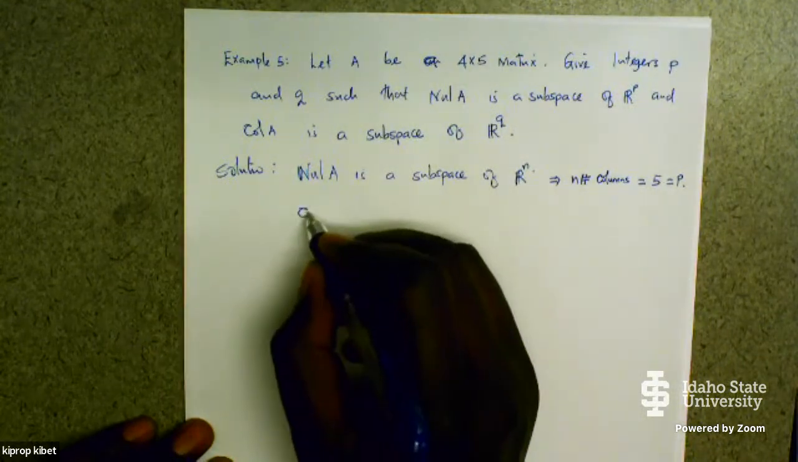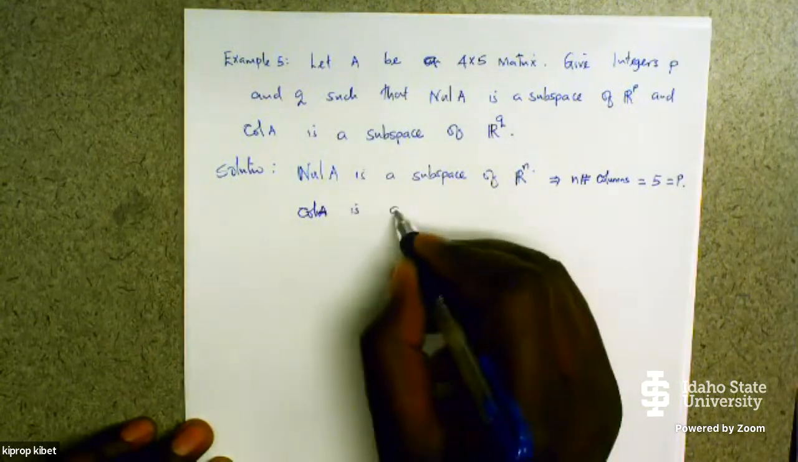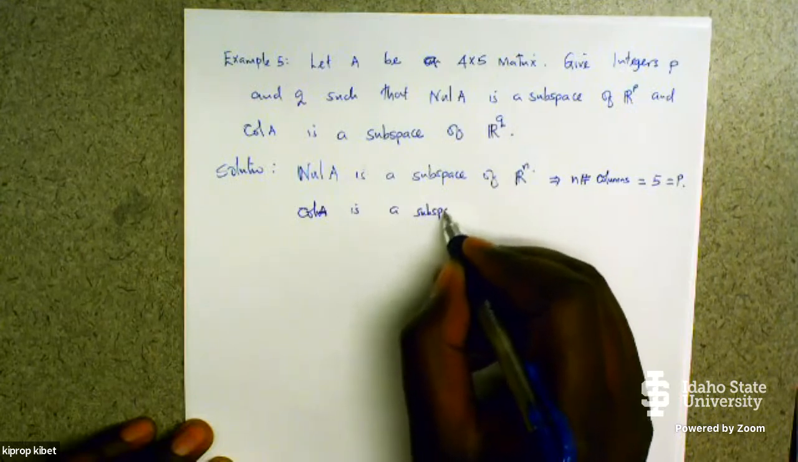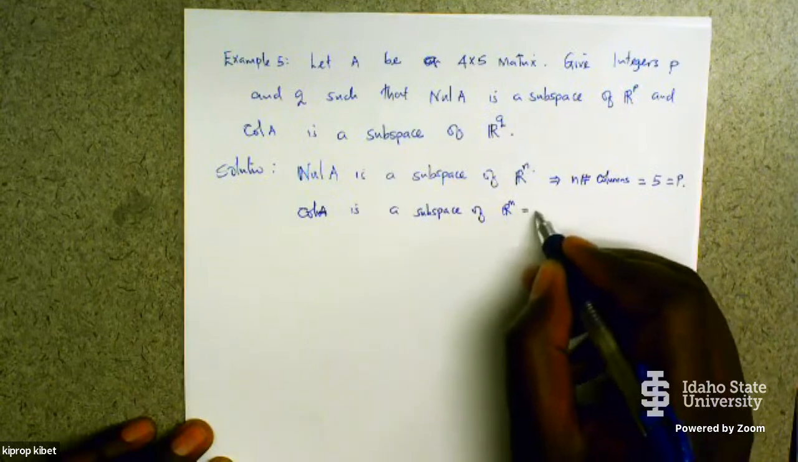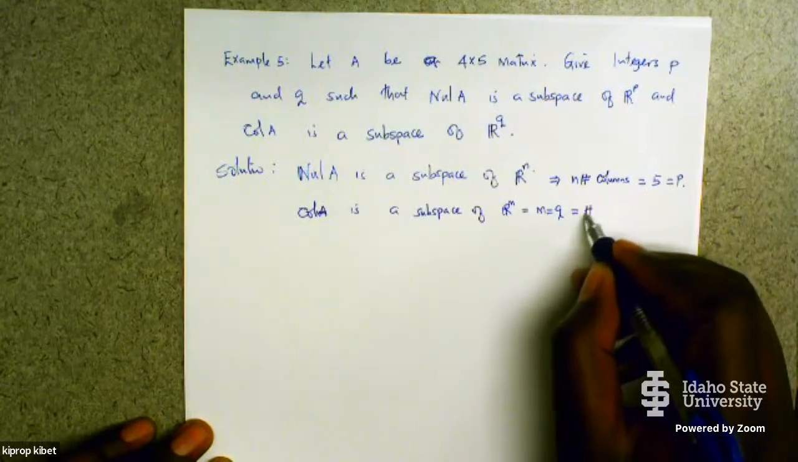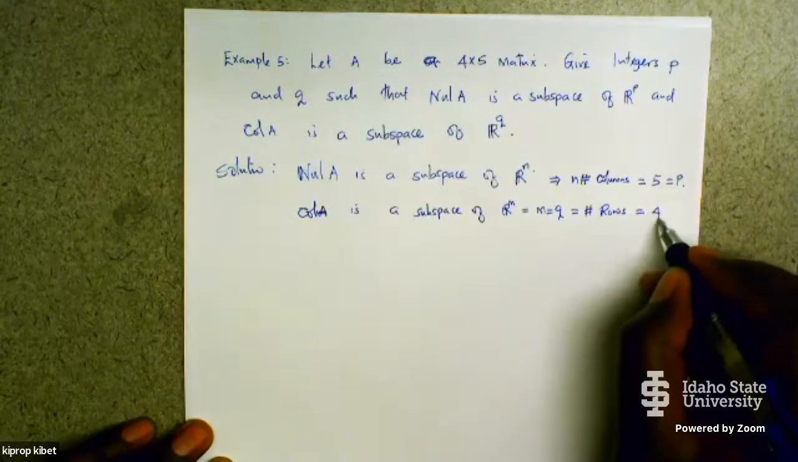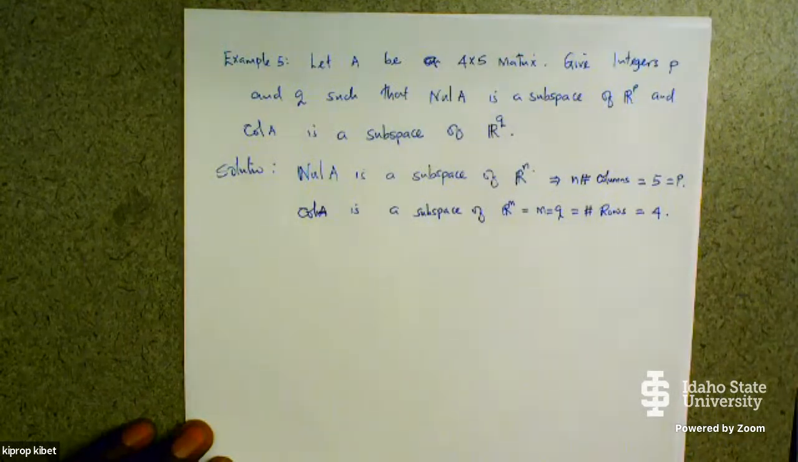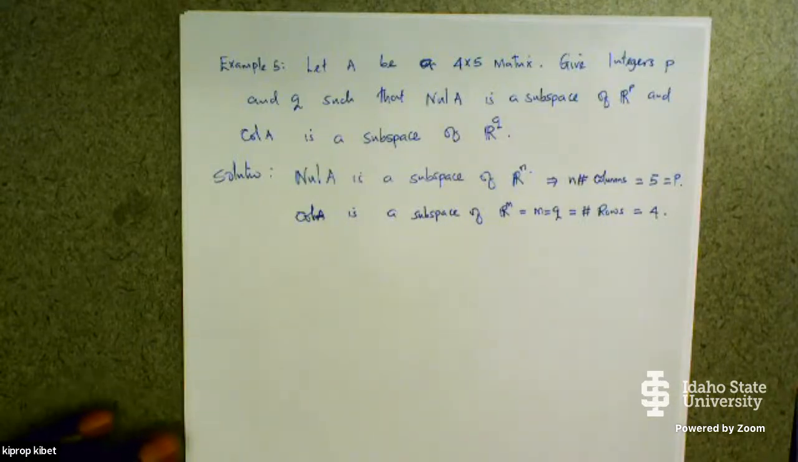And the column space of A is a subspace of Rm, where m is equal to Q, and this Q is the number of rows. And this is equal to 4. Any question after that? Okay.